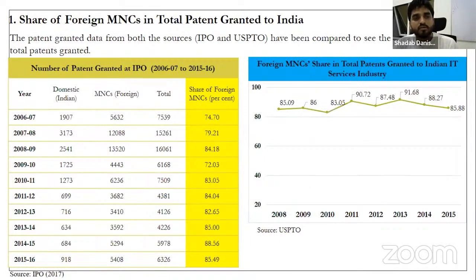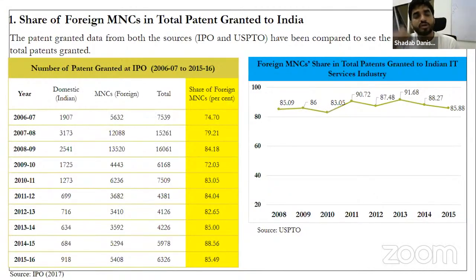Okay, you can also look at how many patents have been filed over a period of time by foreign MNCs and domestic Indian entities. There is another report, the Indian report on IP. The Indian Patent Office publishes an annual report.